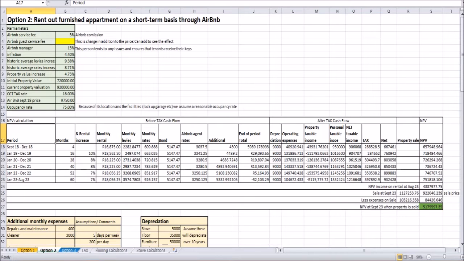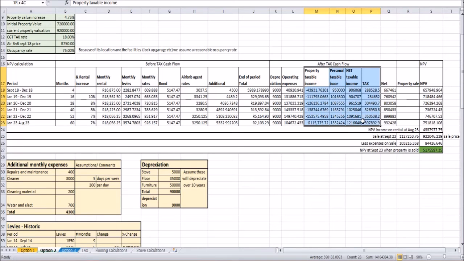Option 2 is very similar to option 1. The same methodologies were used to calculate rental amounts, rates and taxes. The only difference between the bond for option 2 and the bond for option 1 is that it is higher due to having to buy furniture for the apartment. In the cash flow, we can see an addition of Airbnb rates. Percentages were found through research. The tax elements were also calculated the same as in option 1.